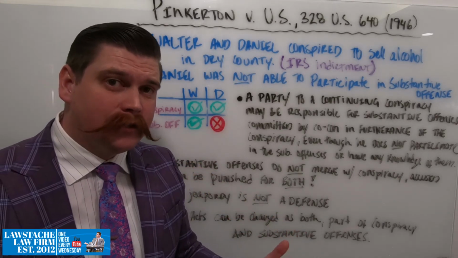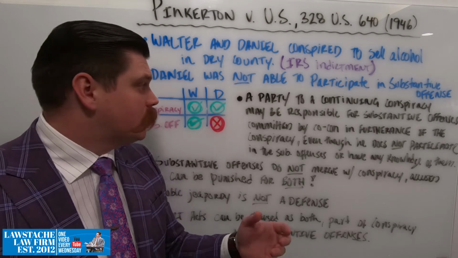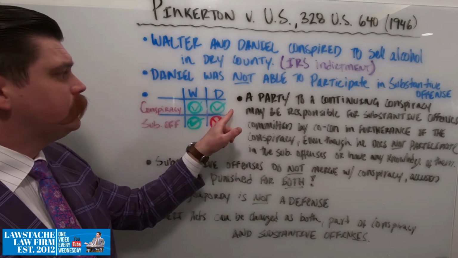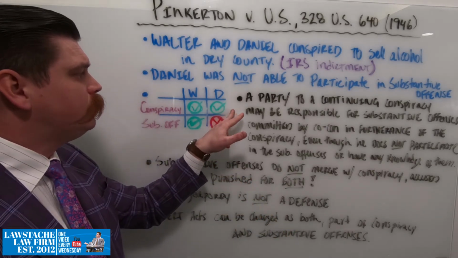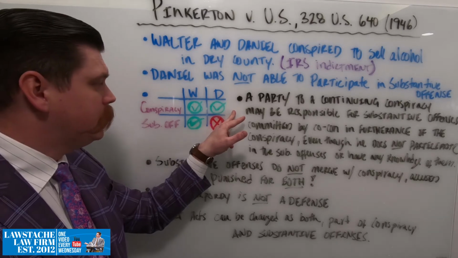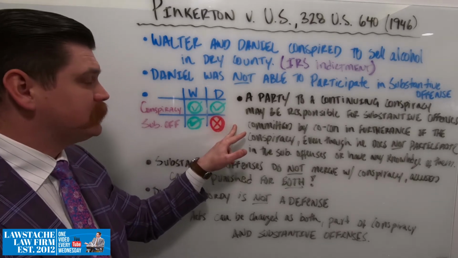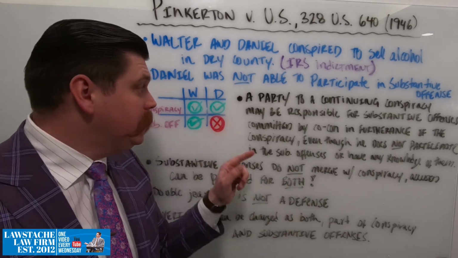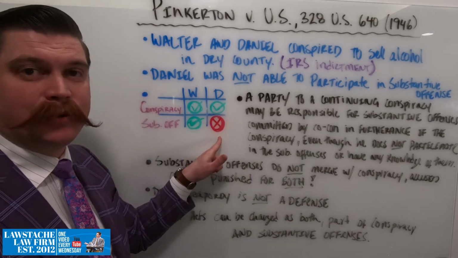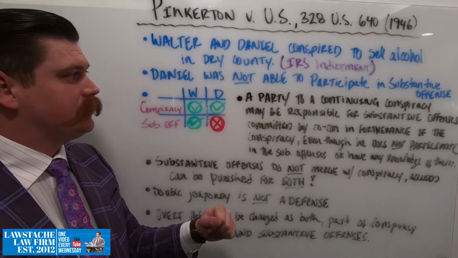They were found guilty on all of the charges, and they received 24 months on a conspiracy and 30 months concurrent time on substantive offenses. Both of them did, even though Daniel did not participate in any of the substantive offenses.